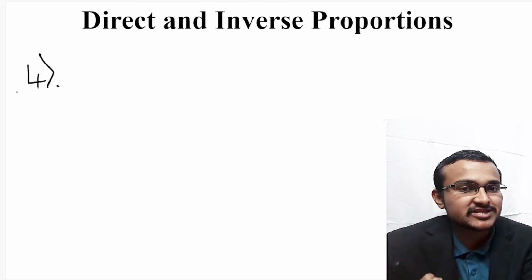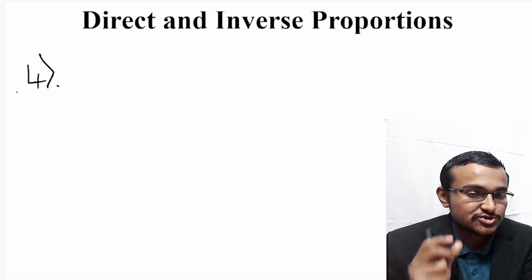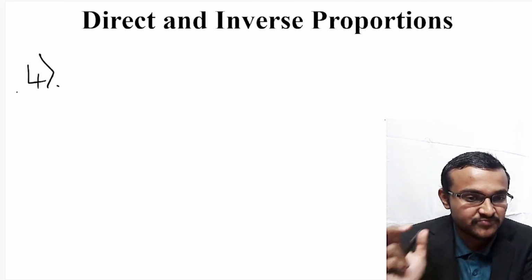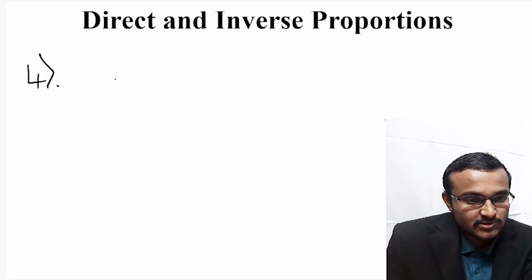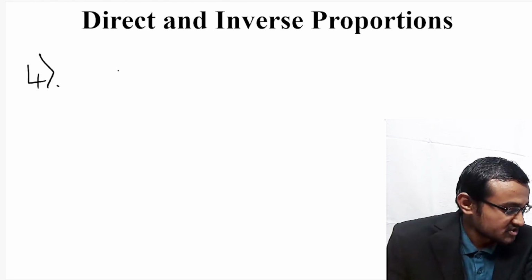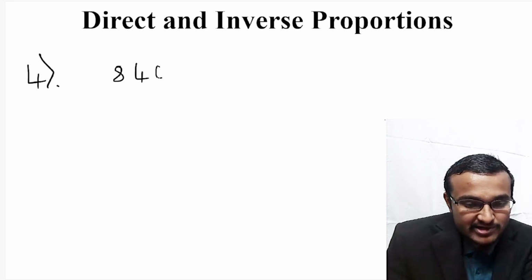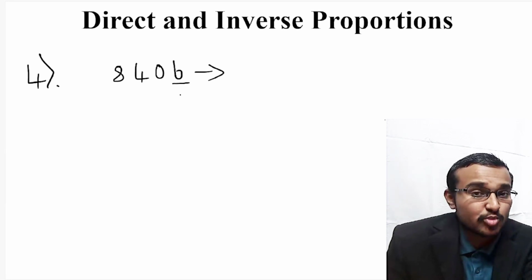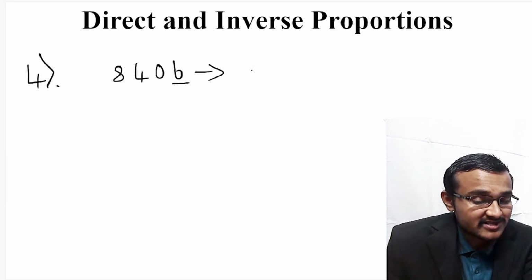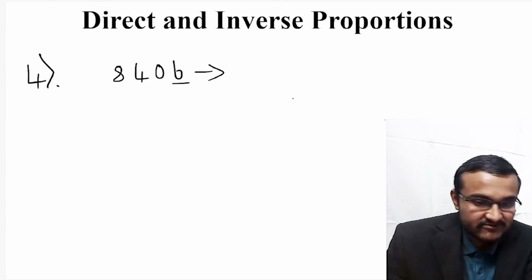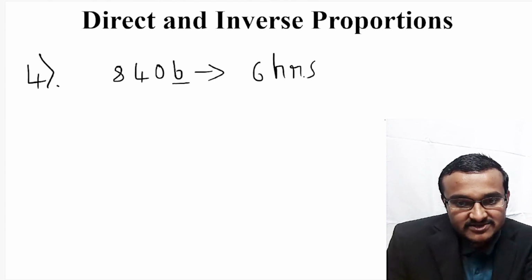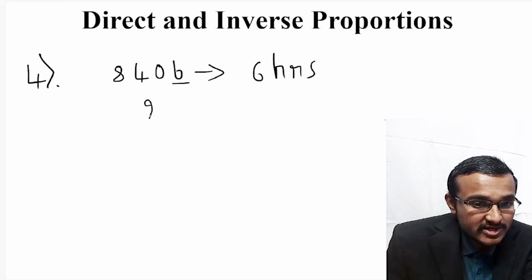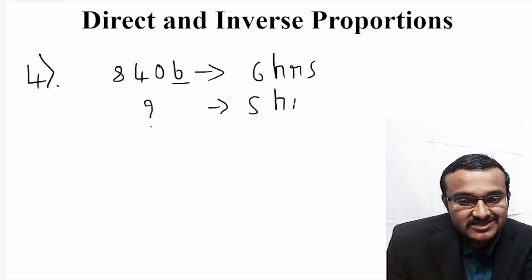So coming to the fourth question, here also they have given two physical quantities and here also they are related directly. That means these two physical quantities are directly proportional to each other. So here the first physical quantity which they have given is number of bottles. So here one company is filling 840 bottles, so here 840 B I will write. B refers to bottles. So 840 bottles is filled in 6 hours. So here second physical quantity is 6 hours. So how many bottles will they fill in 5 hours? So this is the question.